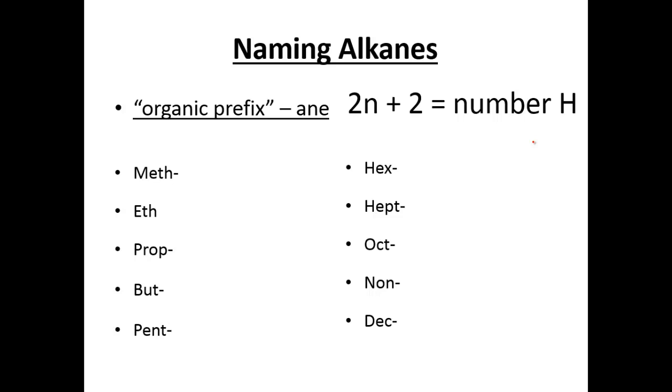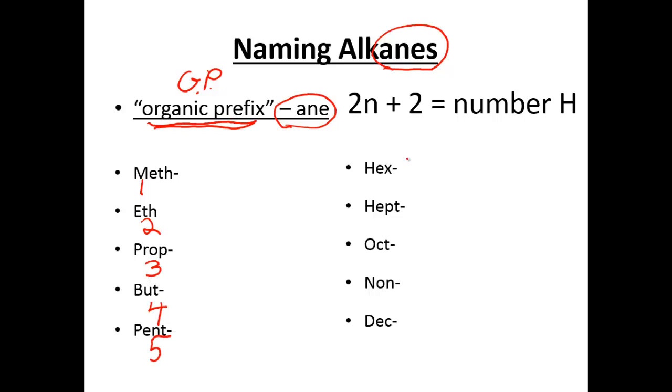Now, when it comes to naming our alkanes, straight chain naming, this is number 9 in your notes, it's going to be the organic prefix from your gold packet plus the word -ane at the end. So -ane is added to what we call alkanes. Remember, meth is 1 carbon, eth is 2 carbons, prop 3, but 4, pent 5, hex 6, 7, 8, 9, and 10.